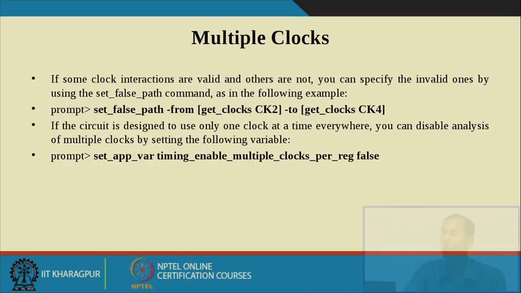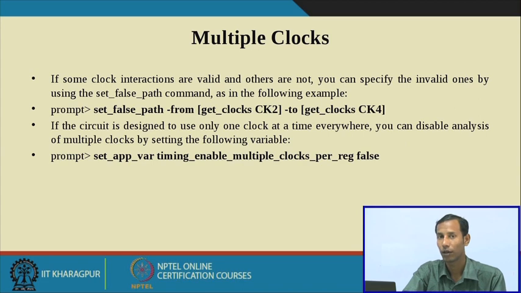Then if you have multiple clocks in your design, at that time you have to set the false path. If the circuit is designed to use only one clock at a time everywhere, you can disable analysis of multiple clocks by setting the following variable: timing_enable_multiple_clocks_per_reg false. Okay.